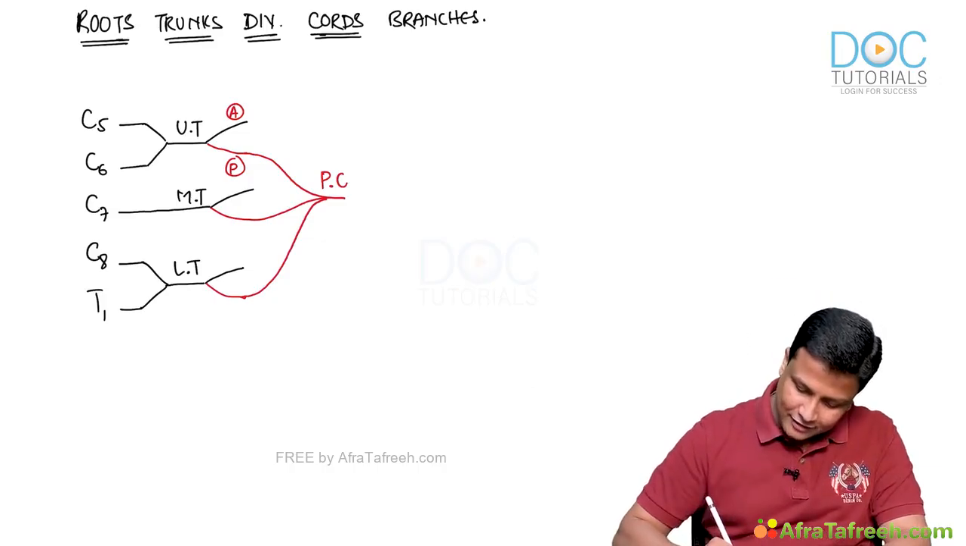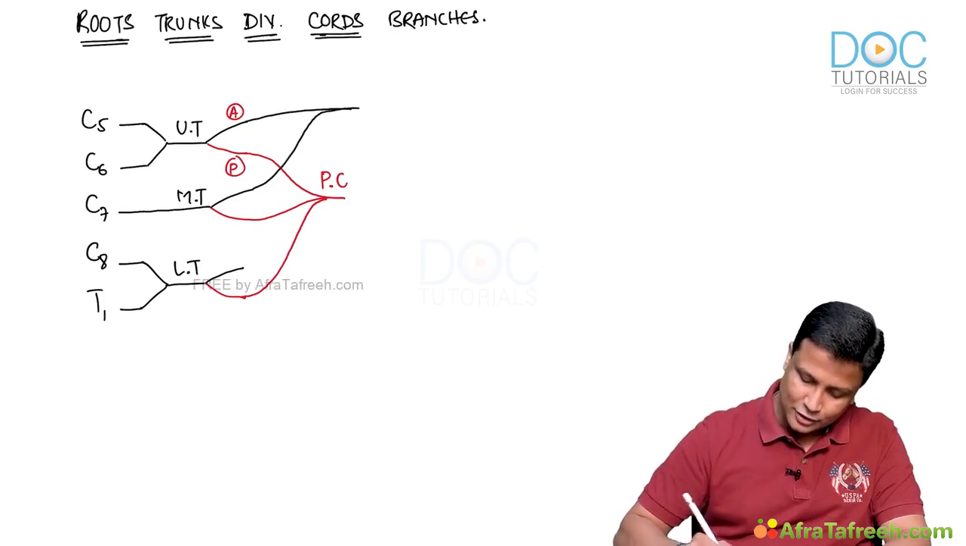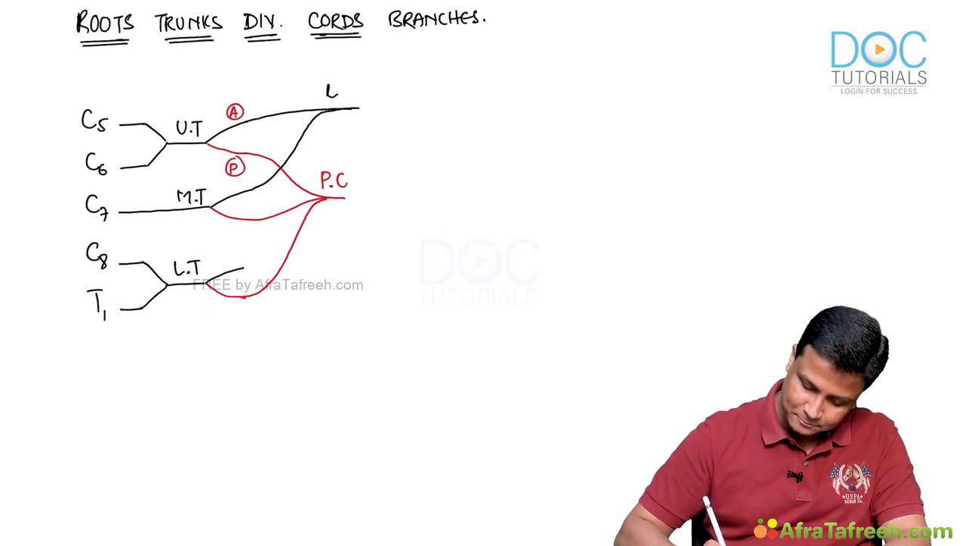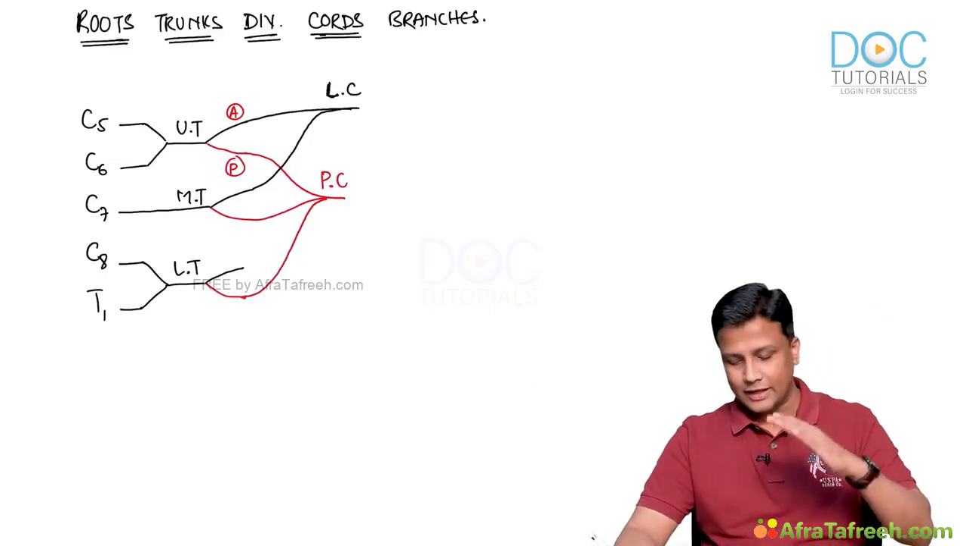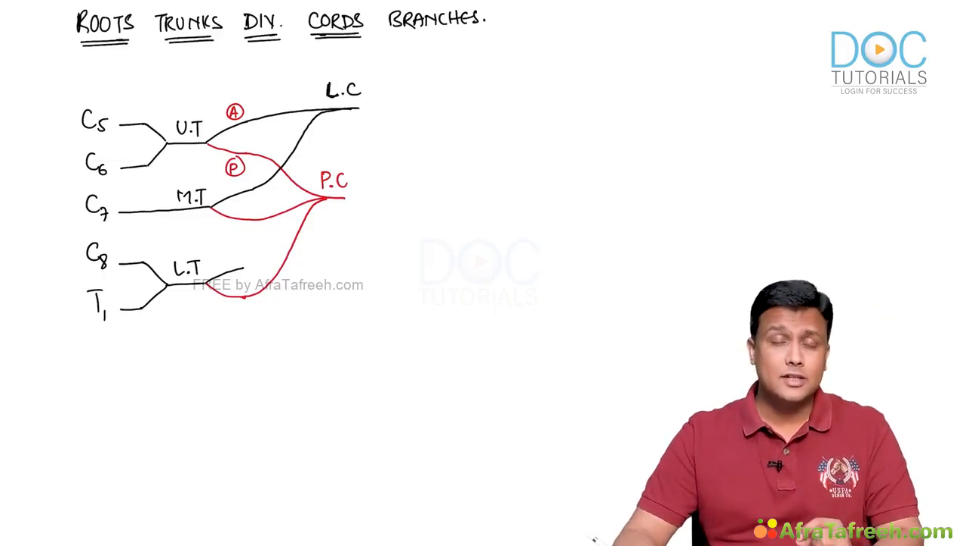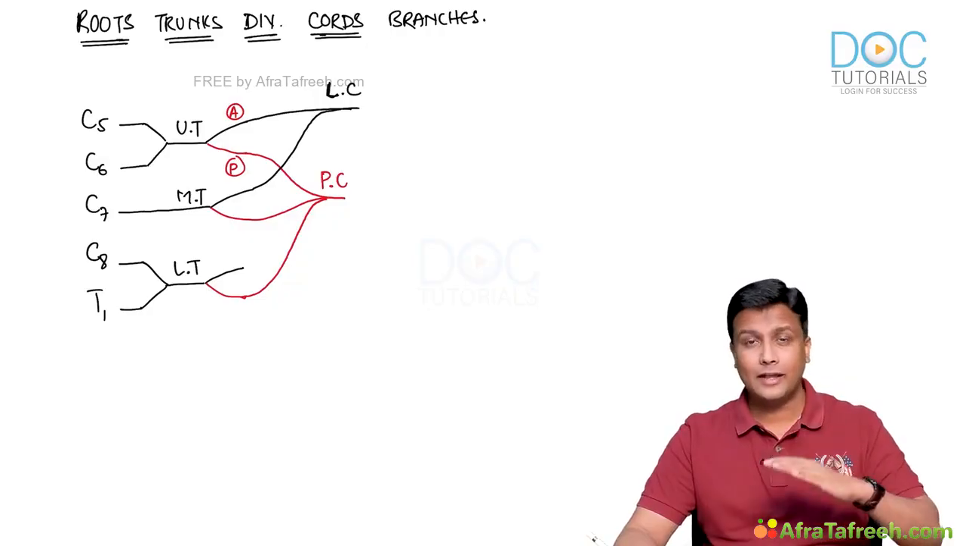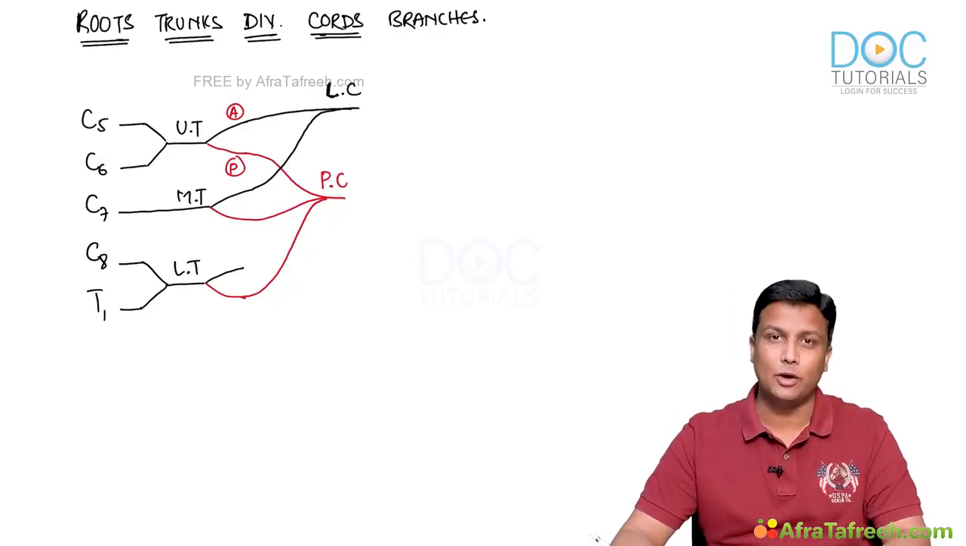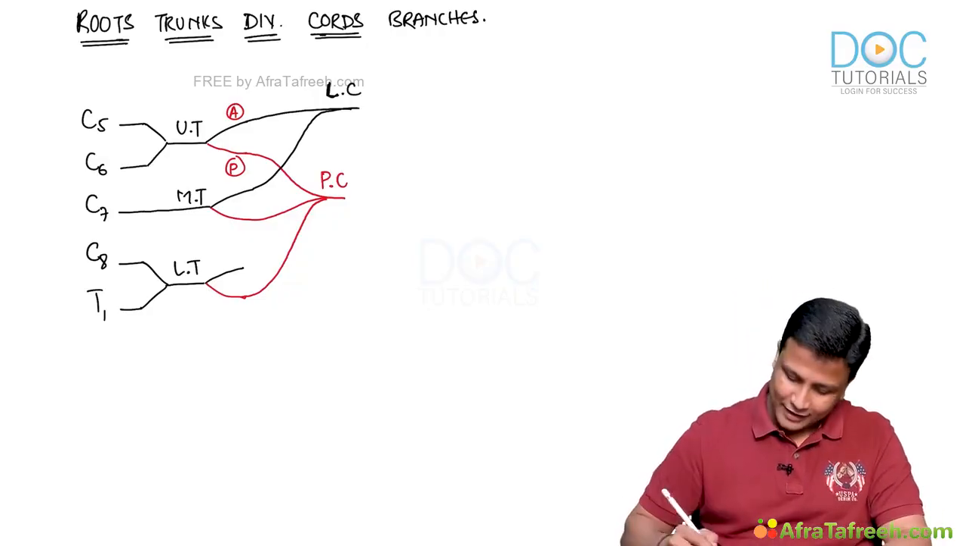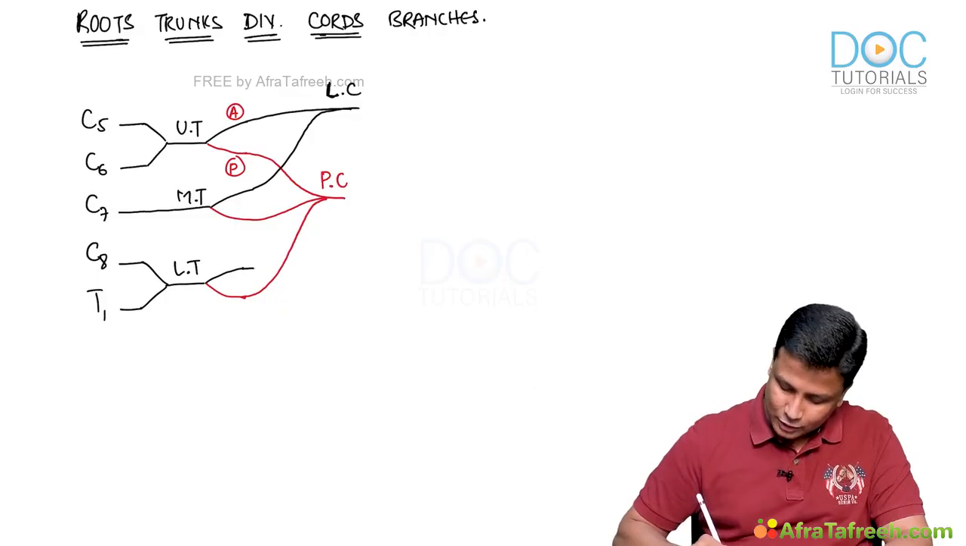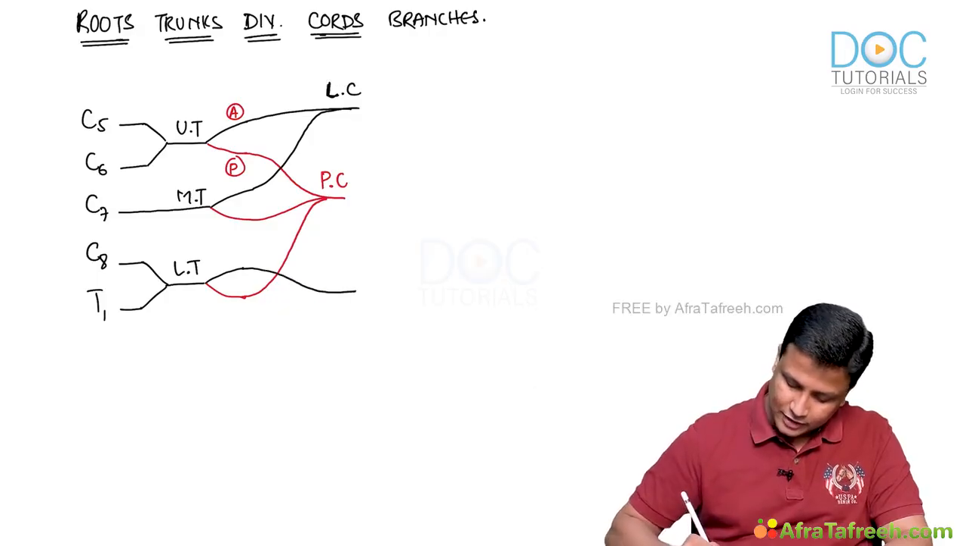Then, the anterior division of the upper trunk and the anterior division of the middle trunk, these two will combine together to form your lateral chord. So out of the 3 anterior divisions, be careful here. Just combine the anterior division of the upper trunk and the middle trunk. Those two will combine together to form lateral chord. And finally, the anterior division of the lower trunk will just continue here. It will continue to form your medial chord.